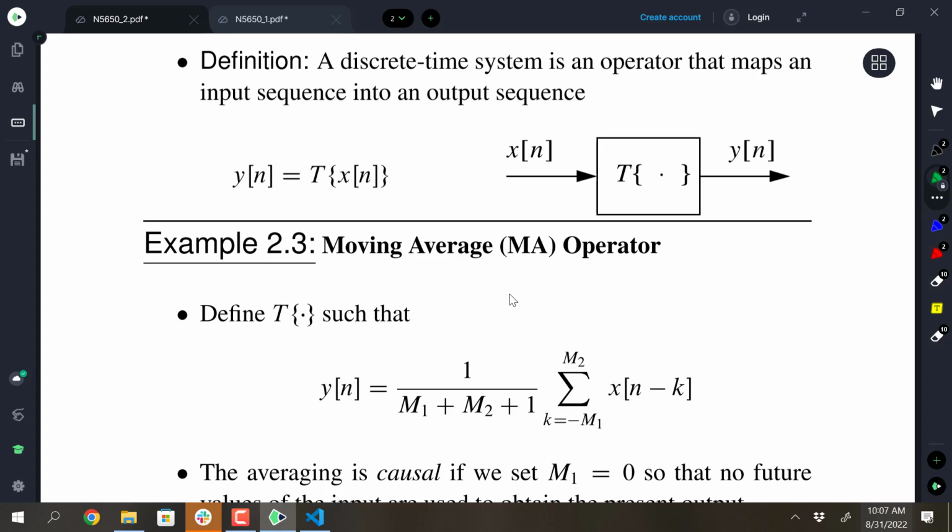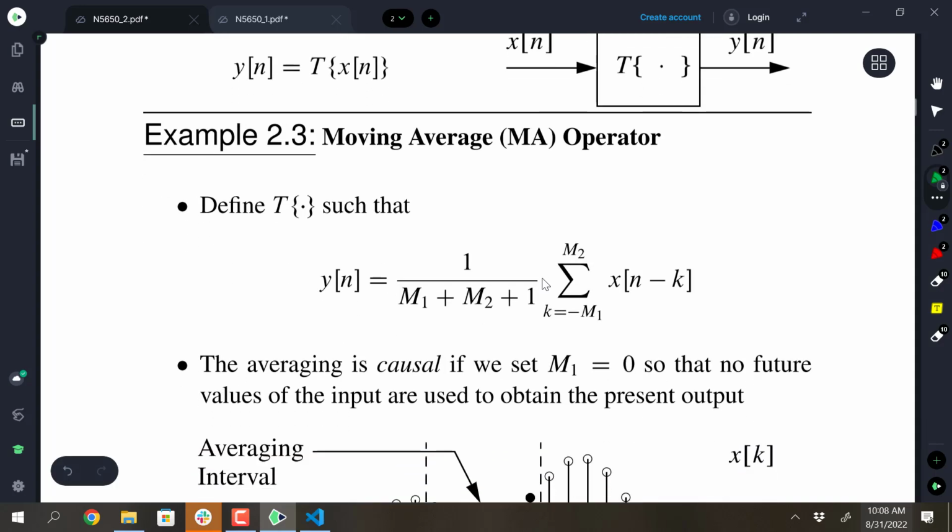Does that make sense? It's one of the cool things about DSP that you can have a collection of data, and the actual operator could be this non-causal, as it might be called, moving average.